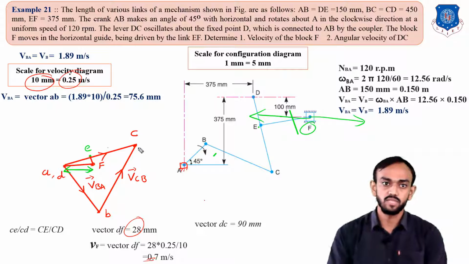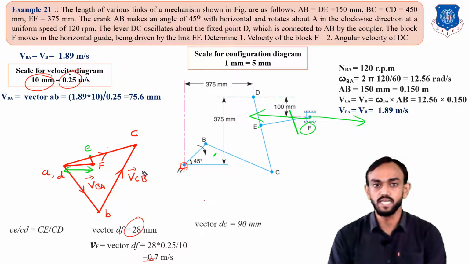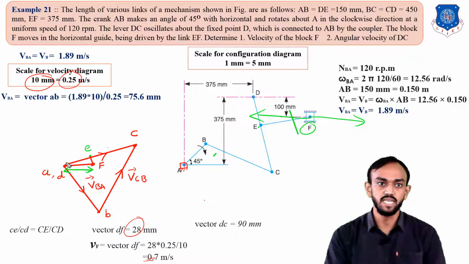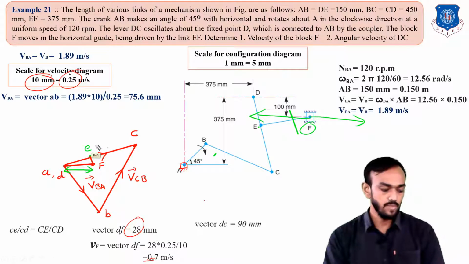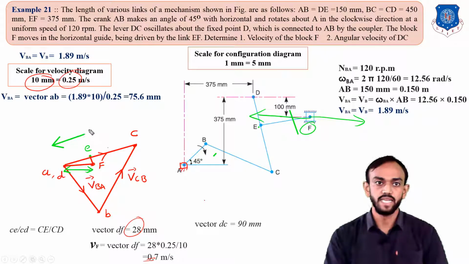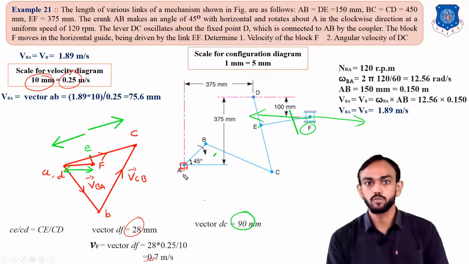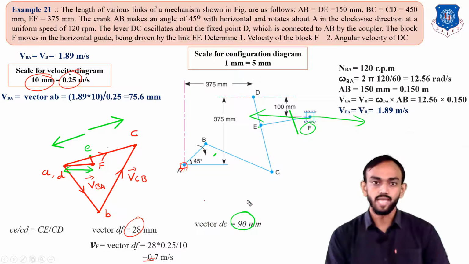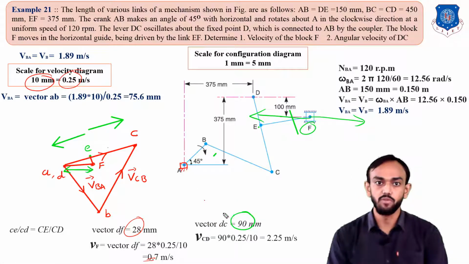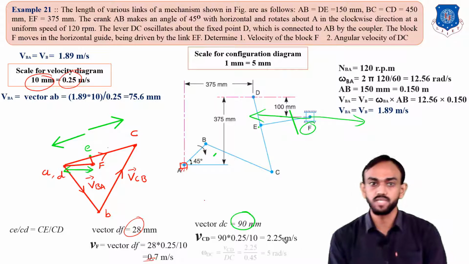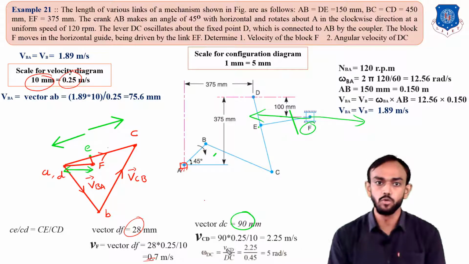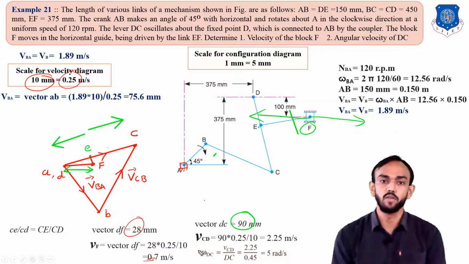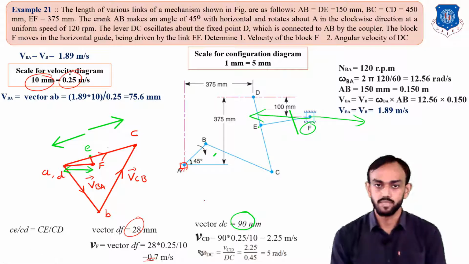For that, first we need the velocity of DC. So the DC link, you can see this D to C distance, which is 90 mm, but 10 mm is equal to 0.25. So 90 is equal to, as we have to calculate that, you will find 2.25 meter per second. And using this value, you will find the angular velocity of this mechanism.